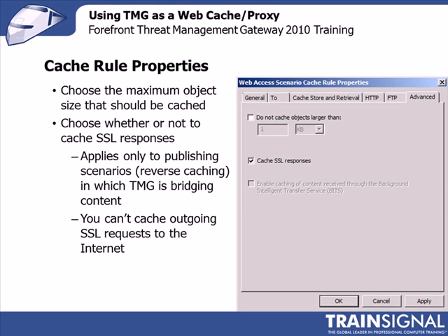You can also choose whether or not to cache SSL responses, but this applies only to publishing scenarios, which is reverse caching, in which Threat Management Gateway is bridging content. You can't cache outgoing SSL requests to the internet. So if a user is browsing to a website that requires SSL, you can't cache that kind of content.